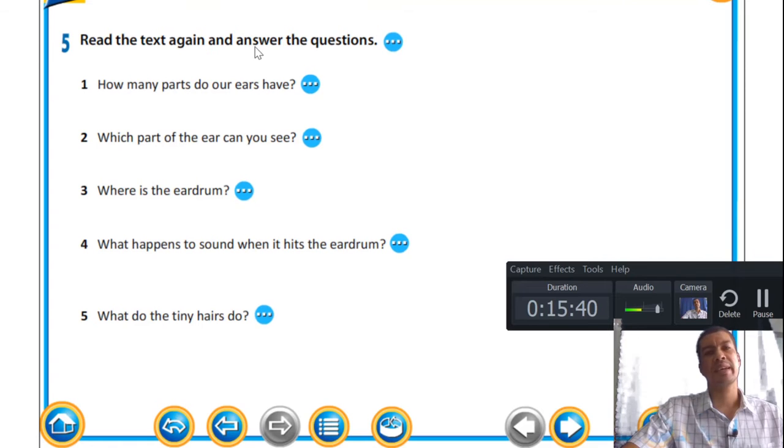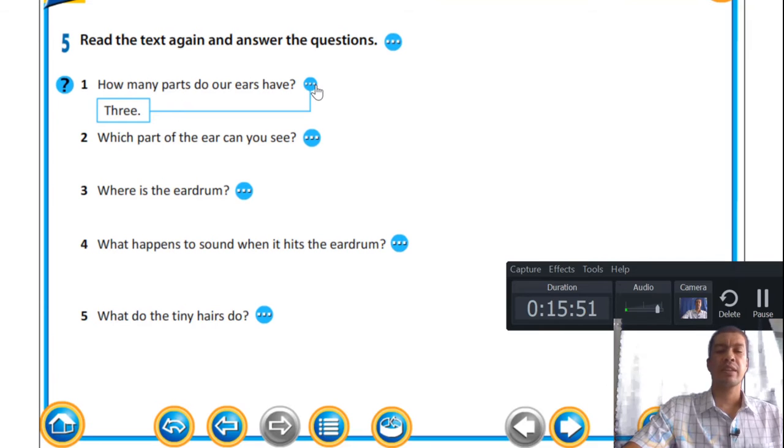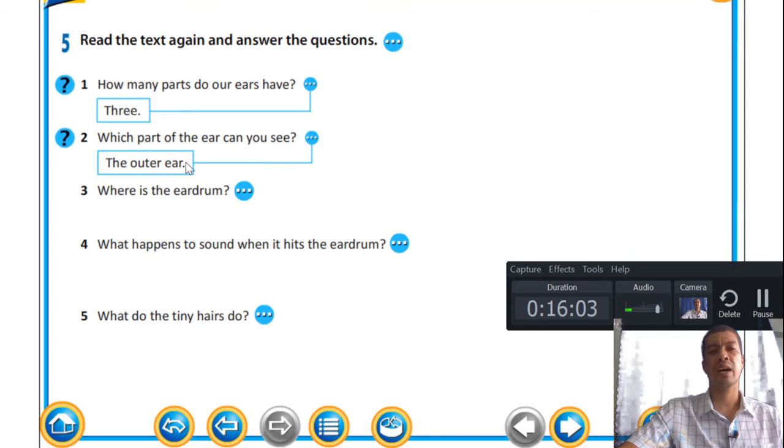Okay, read the text again and answer the questions. Now we have some questions on the text at hand. How many parts do our ears have? I'll give you a time to listen to it first. Right, 3 parts. We have the outer ear, the middle ear, and the inner ear as well. So which part of the ear can you see? You can only see the outer ear.